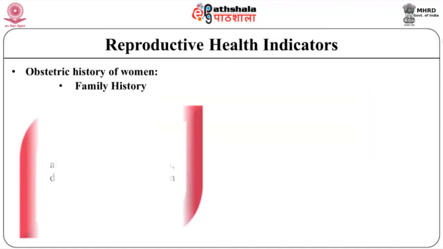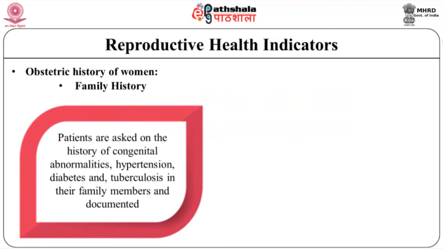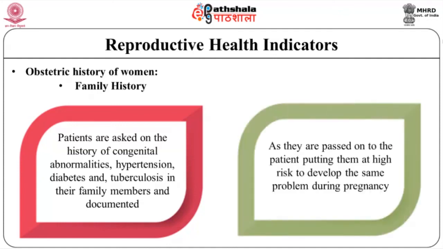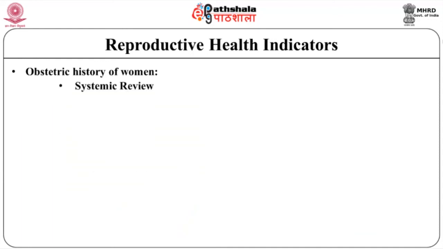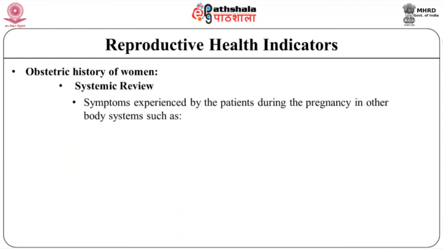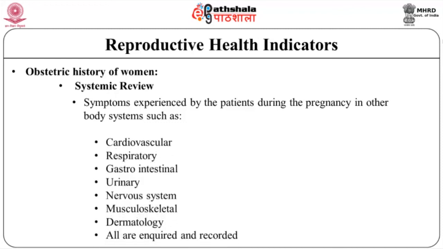Family history, where patients are asked about the history of congenital abnormalities, hypertension, diabetes and tuberculosis in their family members, is documented as these can be passed on to the patients, putting them at high risk to develop the same problem during pregnancy. Systemic review includes the symptoms experienced by the patient during pregnancy in their body systems, such as cardiovascular, respiratory, gastrointestinal, urinary, nervous system, musculoskeletal and dermatological, which are inquired and recorded.